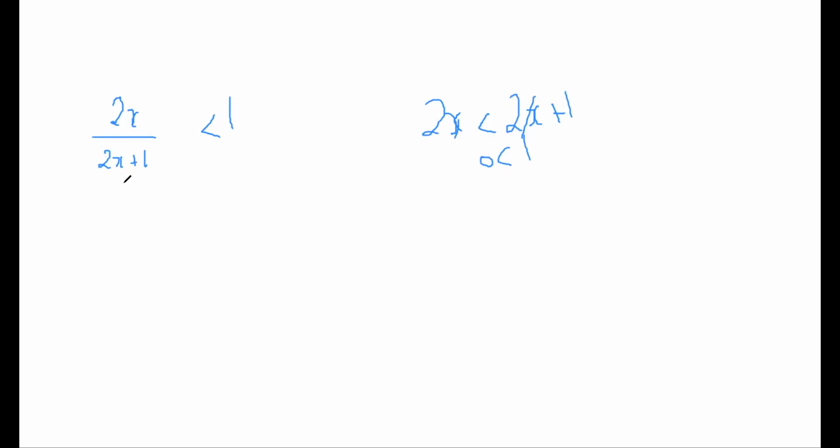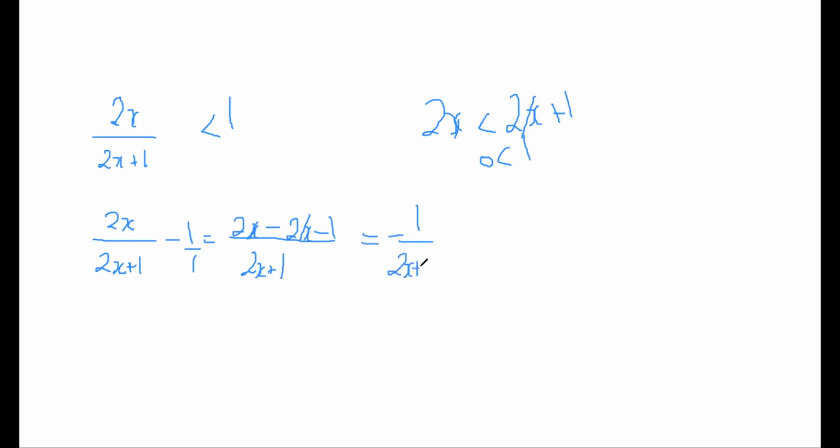So to prove this, we have two ways. The first way, I take the difference. I take 2x over 2x plus 1 minus 1. I brought 1 here, it became minus 1. What's the difference? How do we find the LCM here? The LCM is 2x plus 1. Then this one will be 2x minus (2x plus 1), so 2x minus 2x minus 1. 2x and 2x cancel. We get minus 1 over 2x plus 1. What is its sign?